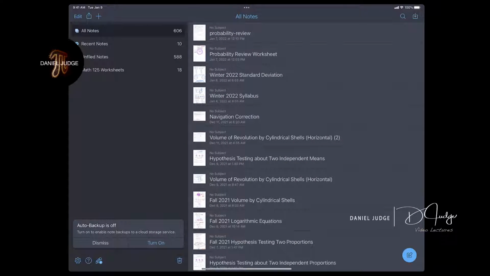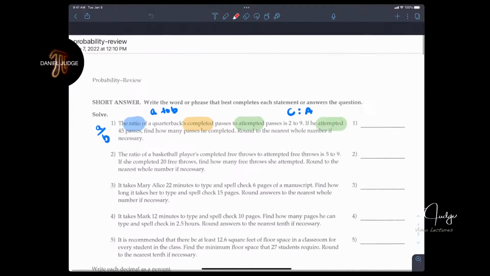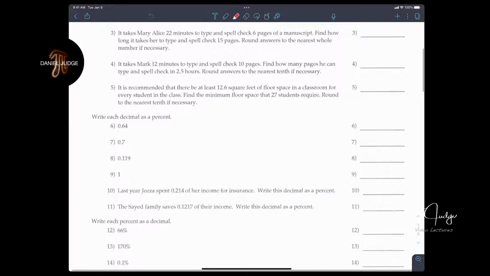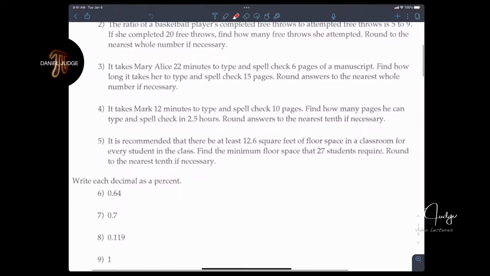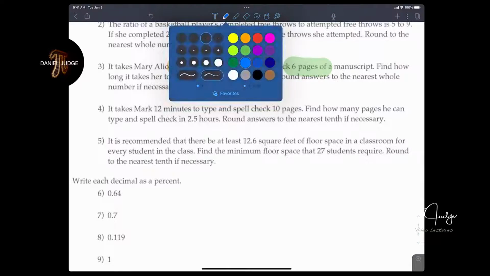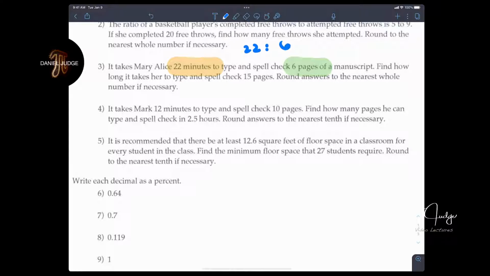Okay. Now, like I said before, I'm going to work on the odd numbered questions here for you guys. So we're going to look at number 3 now. It's the next question. I'll let you do number 2. For number 3, we're going to read this. It says, it takes Mary Alice 22 minutes to type and spell check 6 pages of a manuscript. So 22 minutes for every 6 pages. I'm going to write that down: 22 minutes to 6 pages. This is in minutes, and these are pages.